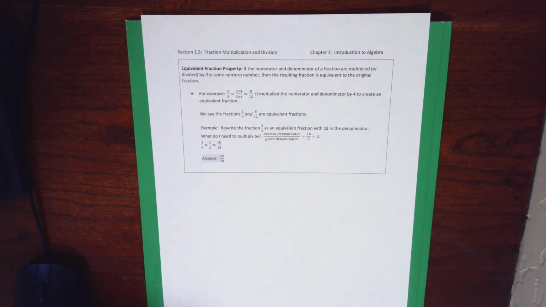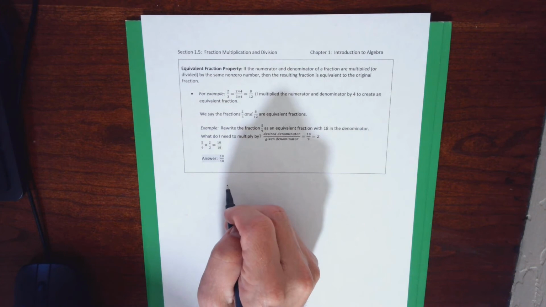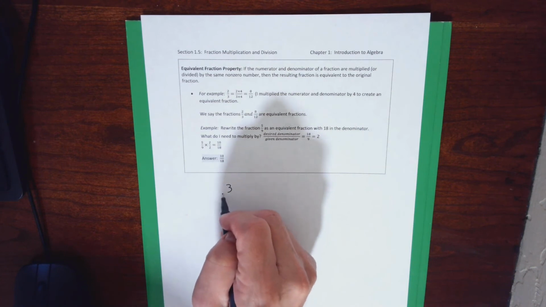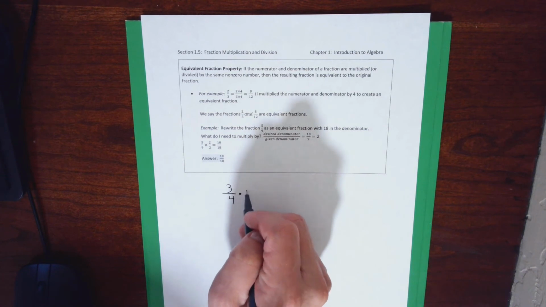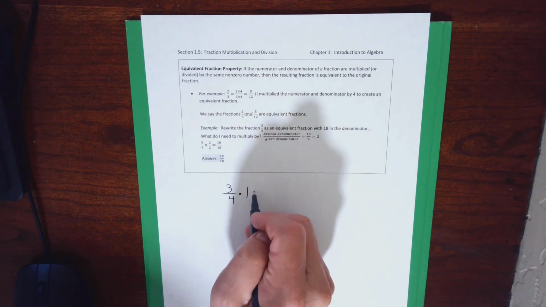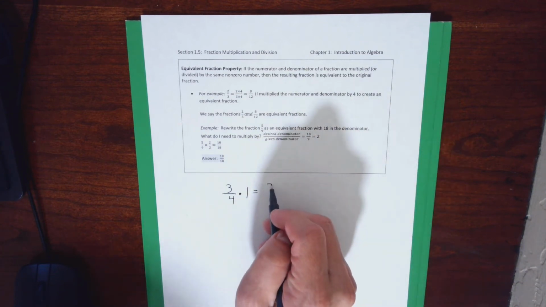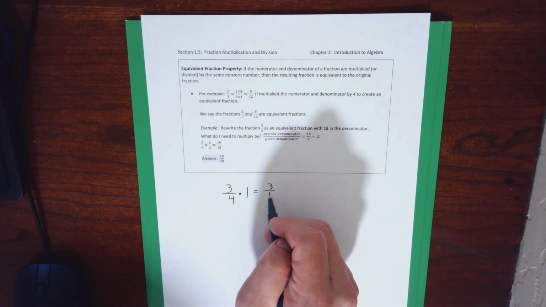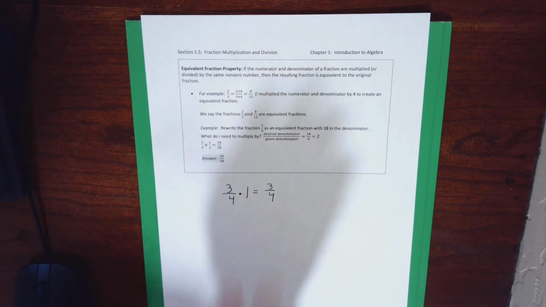This section starts off talking about equivalent fractions and how to create equivalent fractions. And it essentially says, if I take a fraction, say 3/4, and if I multiply that fraction by 1, I'll create an equivalent fraction. If I really just multiply a fraction by 1, anything times 1 is itself. These are actually exactly the same fraction.